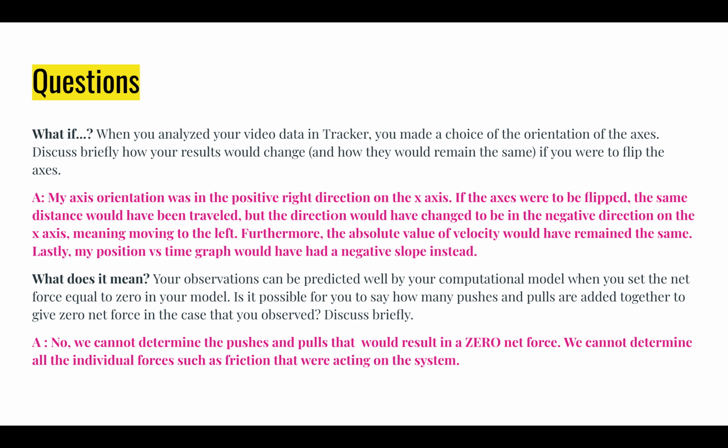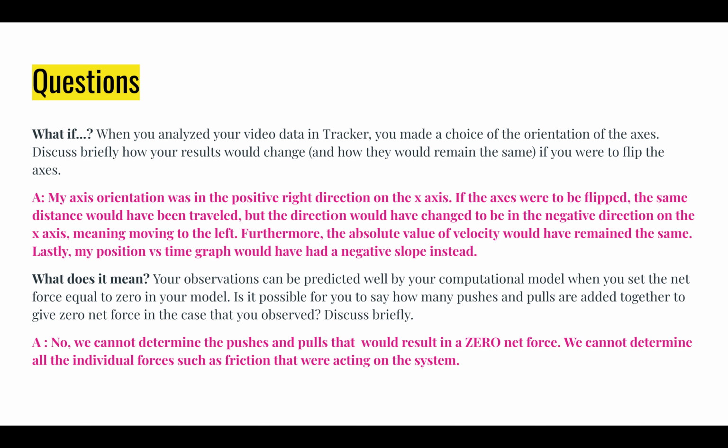According to Newton's second law, for the velocity to be constant, the net force must be 0. However, in this lab, we cannot determine the exact pushes or pulls on the system that would produce a net force of 0. I did know that there was the force of gravity and normal force pushing up, but there were forces that were not accounted for, such as friction, and so we cannot determine the net force of all the pushes and pulls acting on the system because we don't have the exact numerical values to calculate.